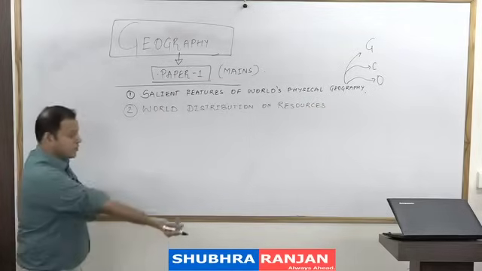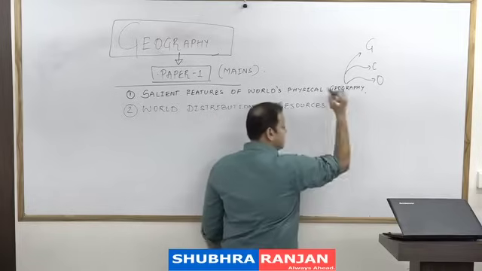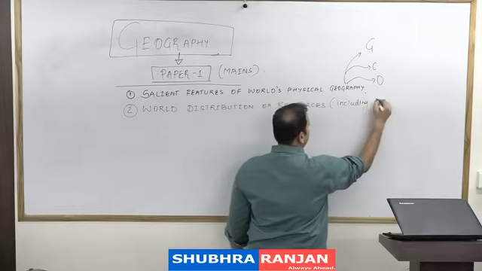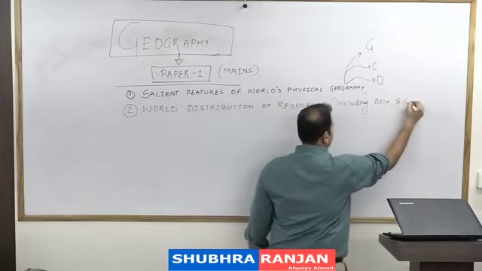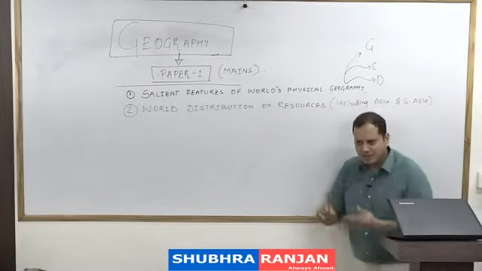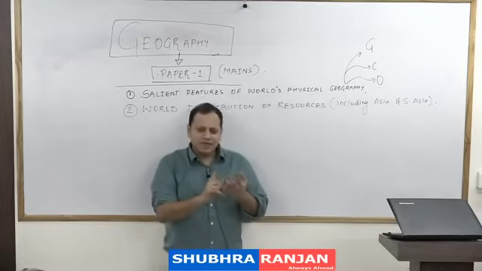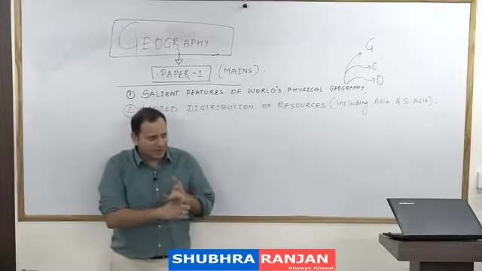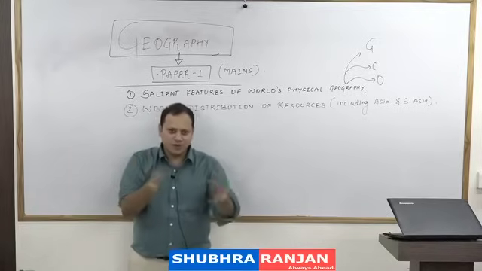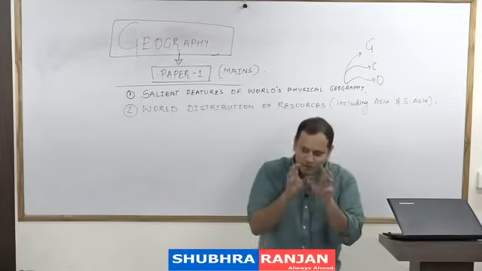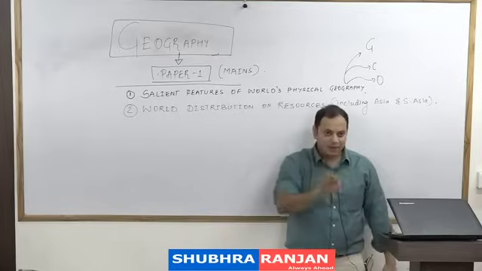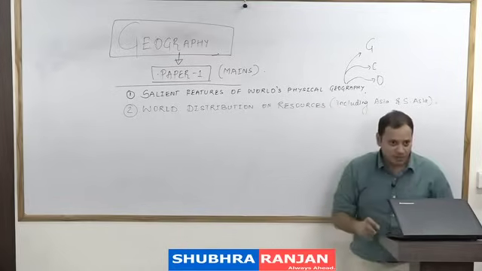World's distribution of resources. But in our syllabus, it is specifically given, including Asia and South Asia. And when we consider resources, these can be industrial resources, that is mineral resources. The other kinds are energy resources, food resources, or even we ourselves are an example of a resource, known as human resources. So that is the second part of our syllabus, the world distribution of resources, but specifically given in brackets, including Asia and South Asia.